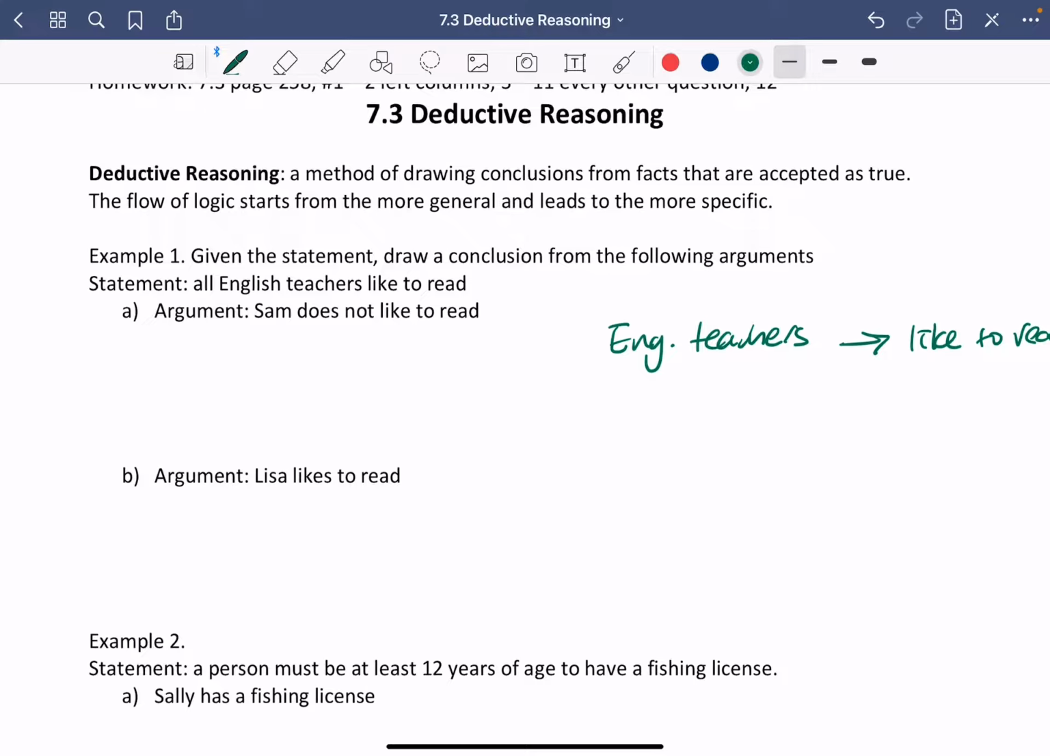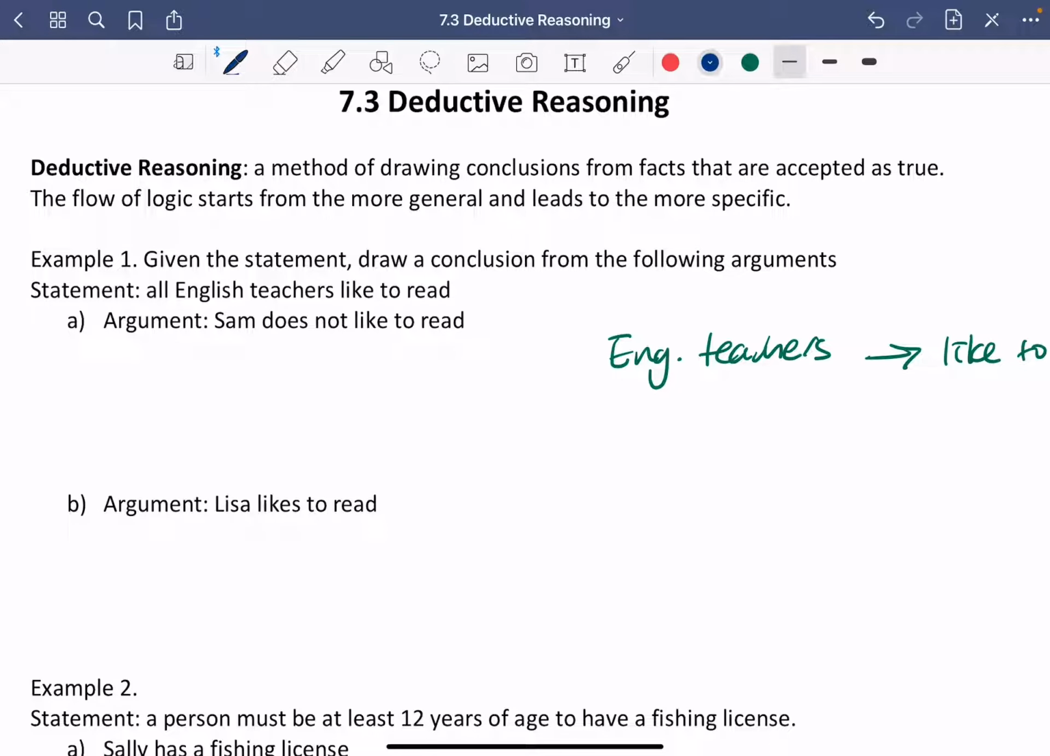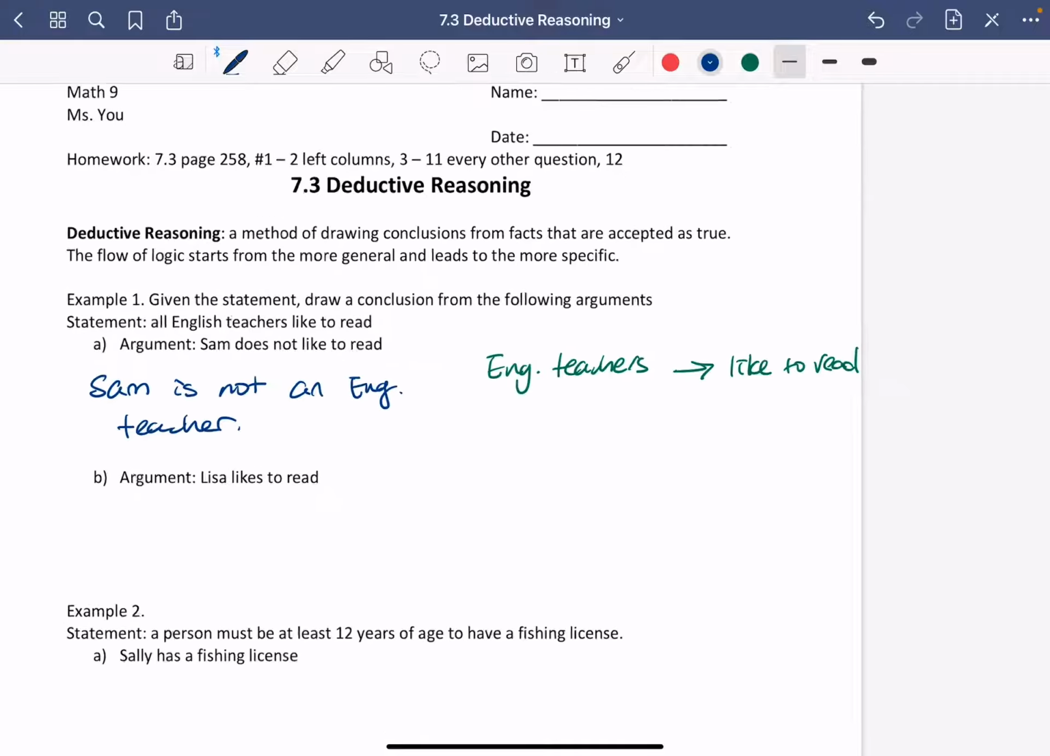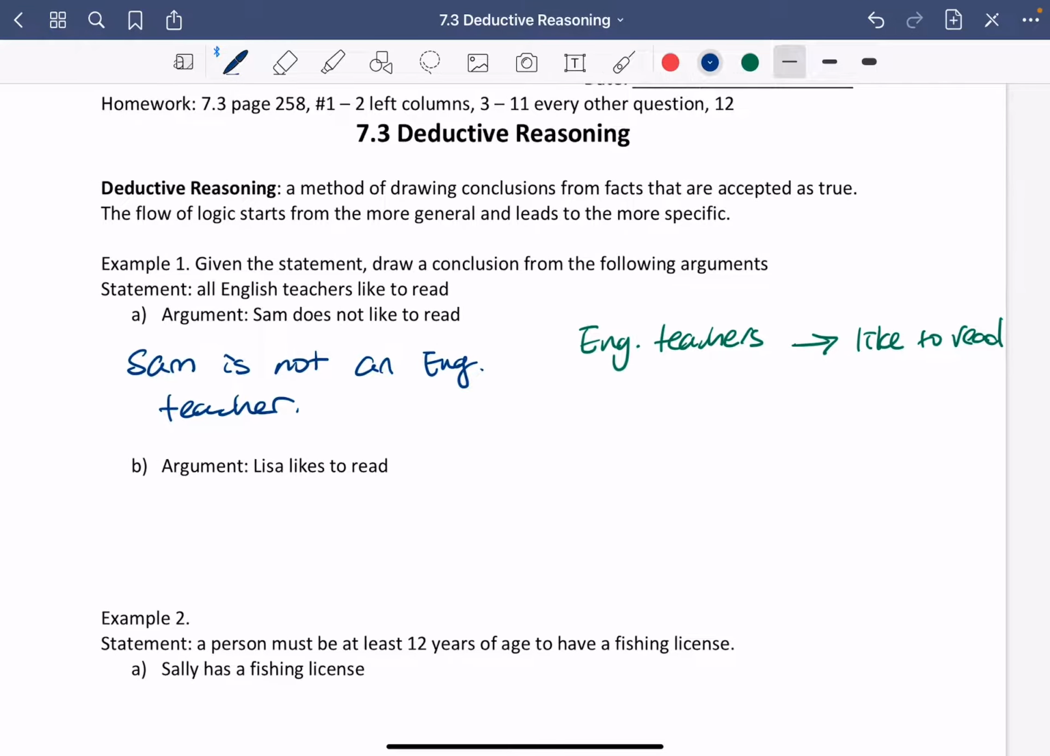So the argument then, first one, Sam does not like to read. If Sam does not like to read, then obviously he cannot be an English teacher because all English teachers like to read. So we can say that Sam is not an English teacher. Okay, the first one is not hard.